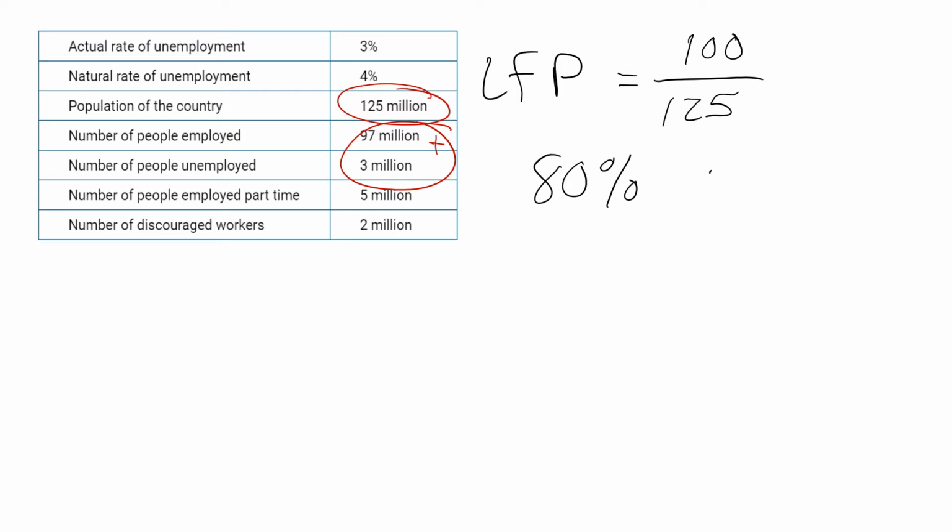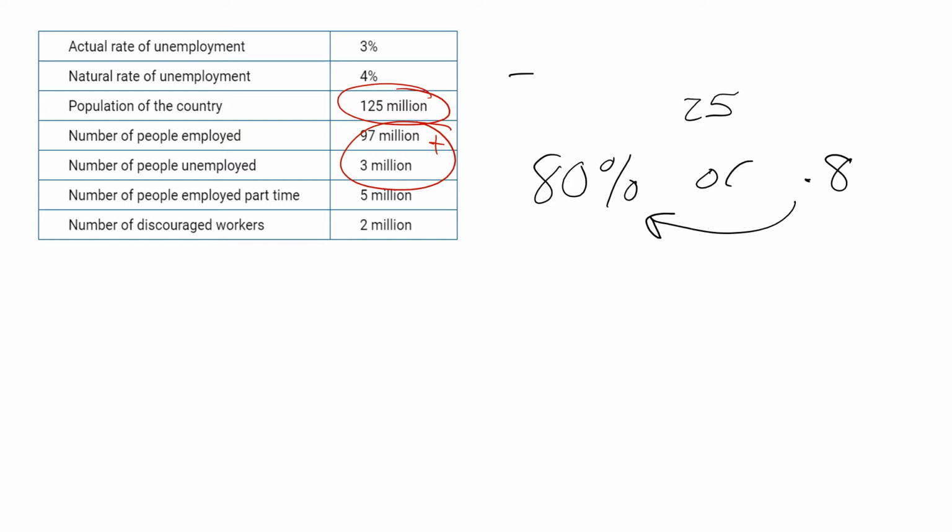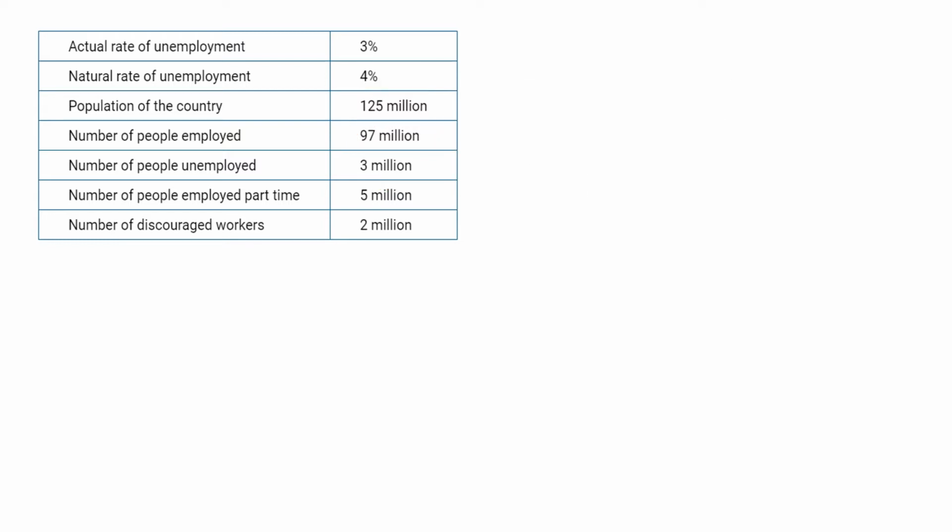Or in this case, if you do this on your calculator, you're going to come up with 0.8. Just remember that 0.8 is the same thing as 80%. So if you're like, well, what does that mean? It just means that 80% of the people in the country are actually participating in the labor force. That's really all that number signifies to us. So now that we've got the labor force participation rate and we've got the size of the labor force nailed down, that's A and B, we can move on to C.